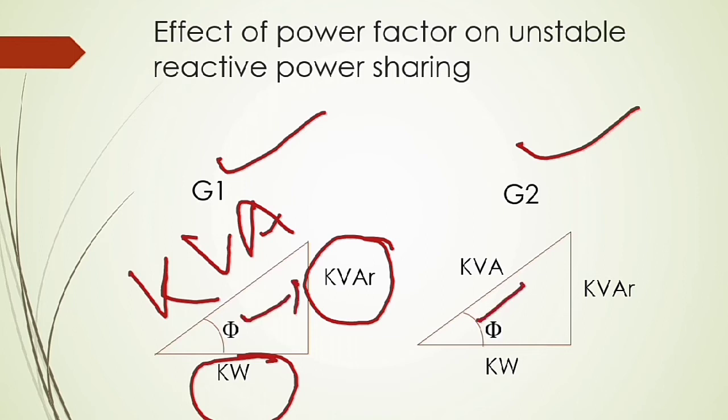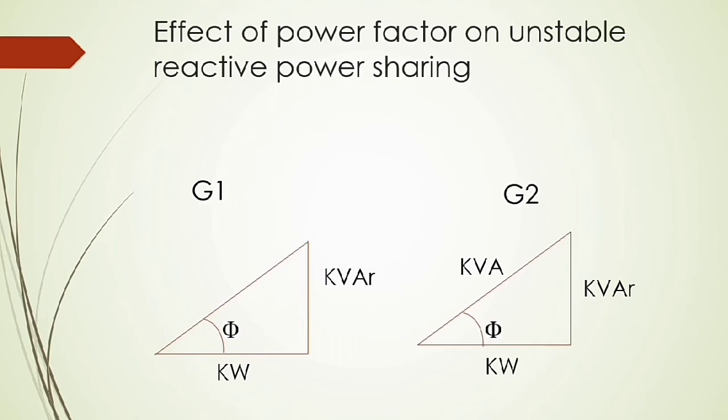Okay, initially both generators have the same power factor angle, same kVA, same active power, and everything will be the same. But when two generators are connected in parallel and a load is connected, then by using the droop characteristics, the kilowatt will be the same here.